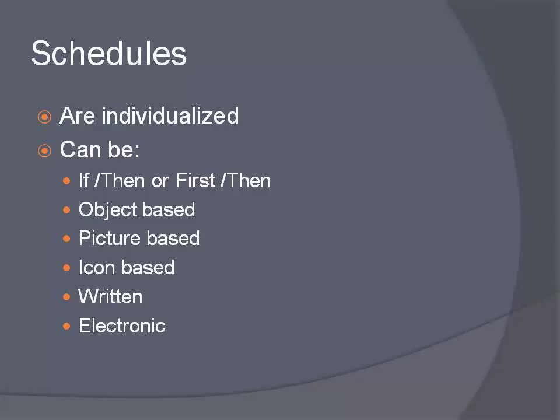Once a student learns the meaning of an if-then schedule, they can progress to longer schedules that use an object related to the activity on the schedule. For example, a fork to represent lunchtime. Next is a picture schedule that uses photographs of the schedule activities. After that is a more general icon or illustration of an activity. The next and highest level of schedule is a written schedule. Also, in today's society, technology can be used for schedules as many are already using computers, tablets, and smartphones.